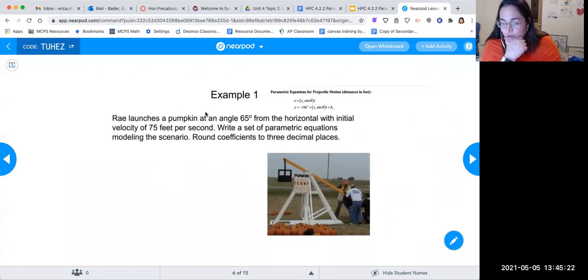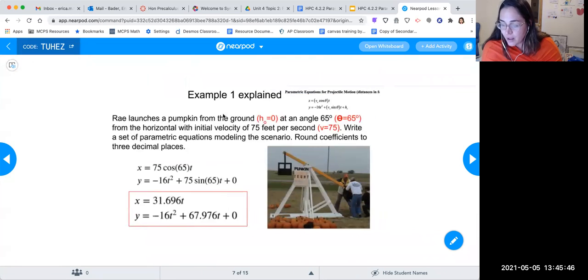So example 1, Ray launches a pumpkin at an angle of 65 degrees. I don't know if you've ever seen pumpkin chunkin. It's a thing. People build machines to launch pumpkins to see how far they will go. Launches a pumpkin at an angle 65 degrees from the horizontal with initial velocity of 75 feet per second. Write a set of parametric equations modeling the scenario. Round your coefficients to 3 decimal places.